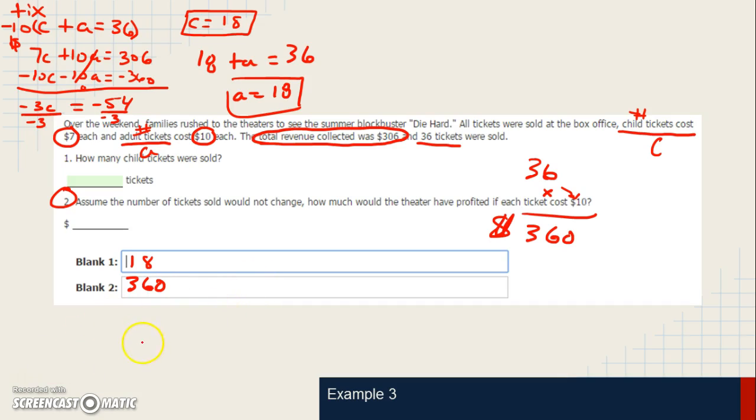Good luck on your homework. Make sure that as you go through these, the numbers that you get for A and C are positive numbers, because if you're getting a negative number, it doesn't make any sense if the theater's selling a negative amount of tickets. Think about that as you do the homework.